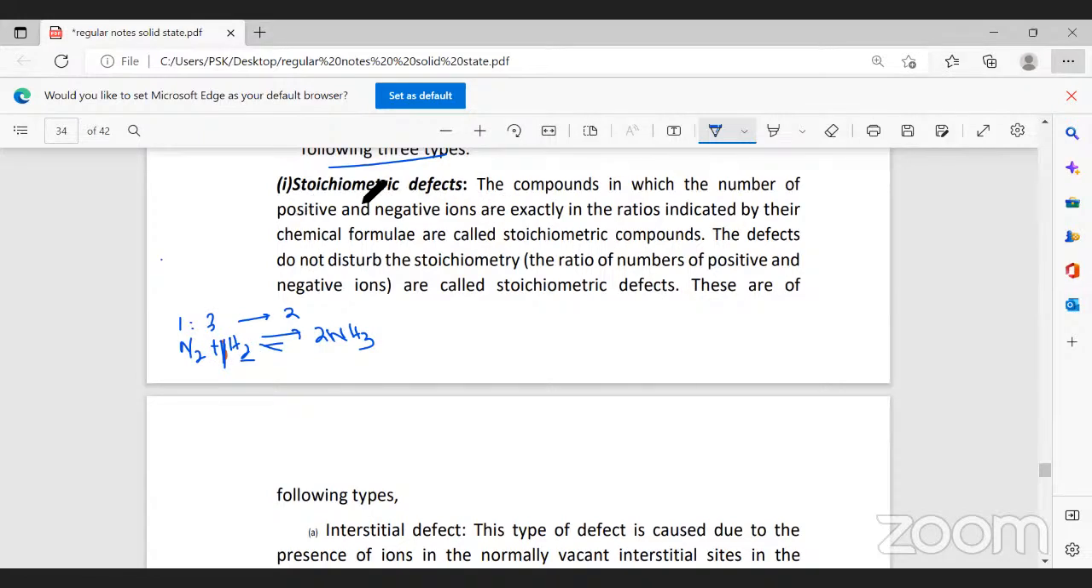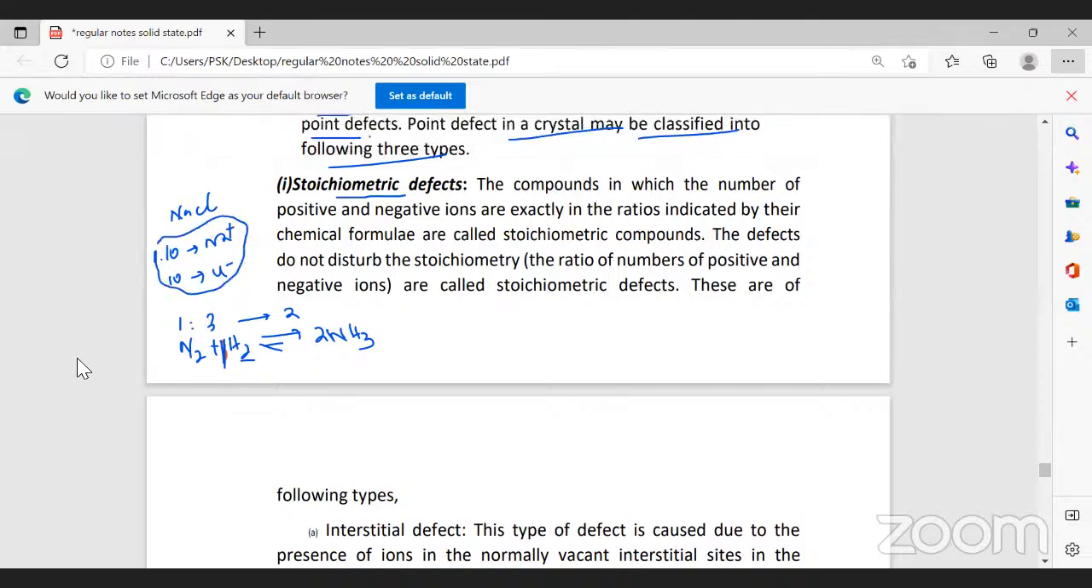Now, stoichiometric defect. In sodium chloride, if I have 10 sodium ions and 10 chloride ions, will there be a defect? Is it balanced or not? Number of positive ions is equal to number of negative ions. The ratio is 1:1.